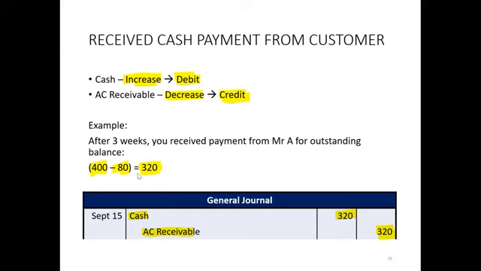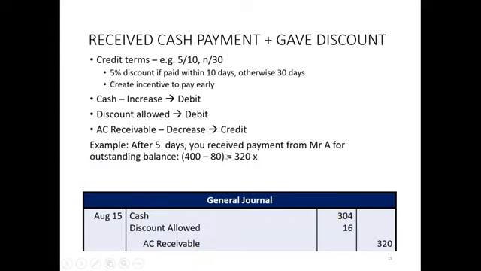In this other example, the same figures but a different situation. You give a term here of 5%, 5 stroke 10 and 30. It means that if Mr. A, the customer, pays within 10 days, you're going to give them a 5% discount. This is a 5% discount for early payment. Otherwise, they have to make the payment within 30 days. So this creates an incentive to pay early.